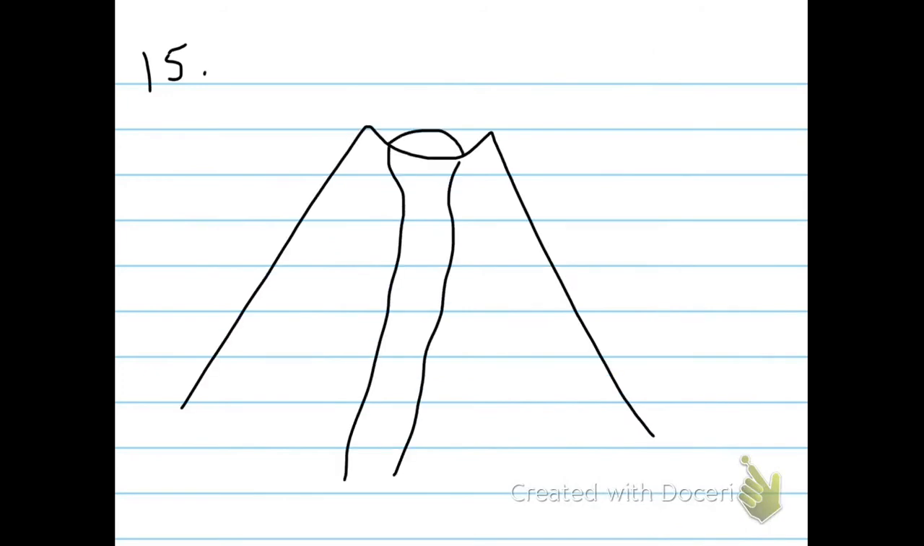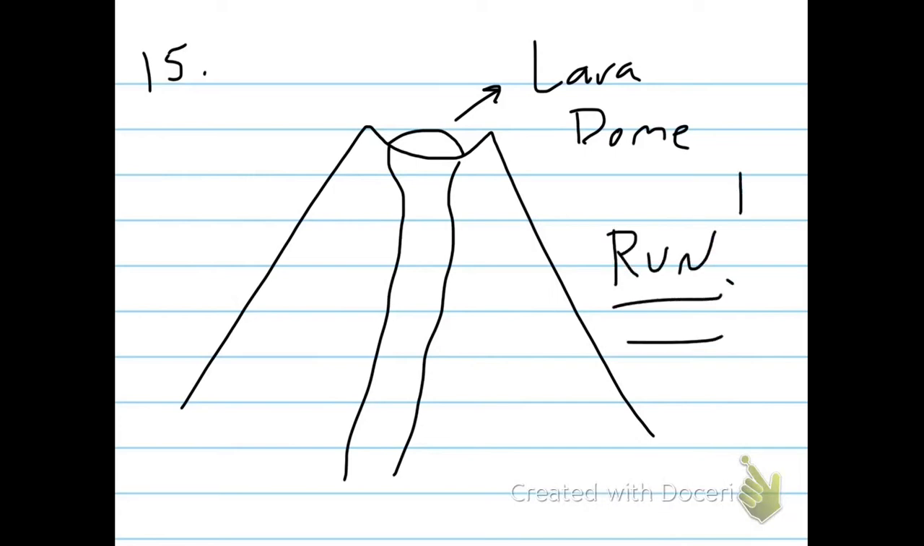Number 15. This is a volcanic eruption maybe in progress or it's about to erupt, but there's a big slug of cooled magma inside the crater, so that is actually called a lava dome. And if you see that, you want to run for your life because that means that the volcano is on the verge of erupting.